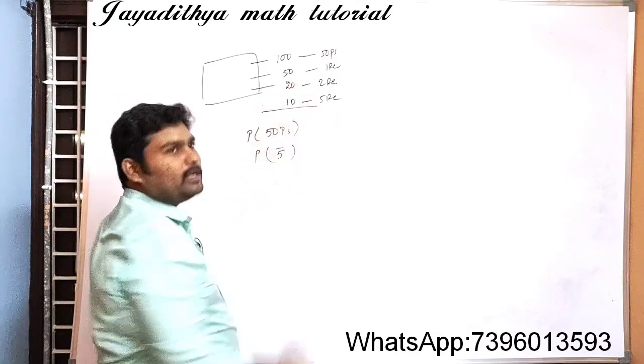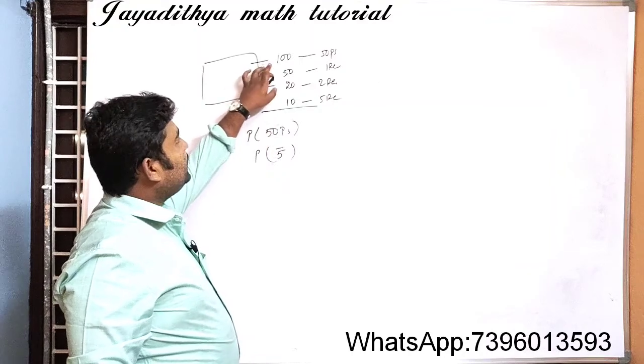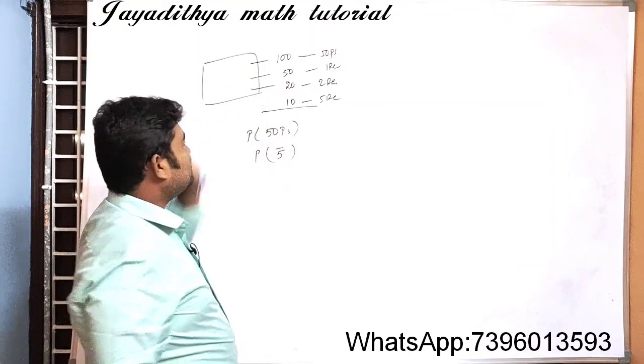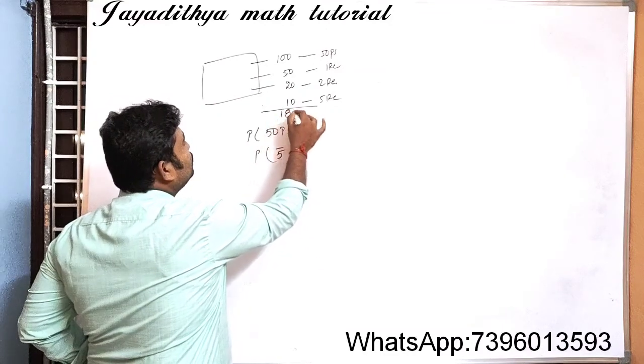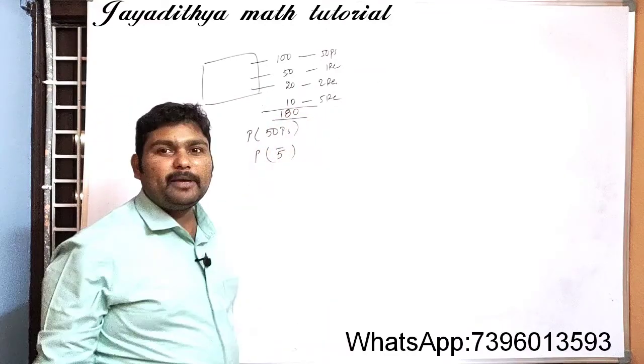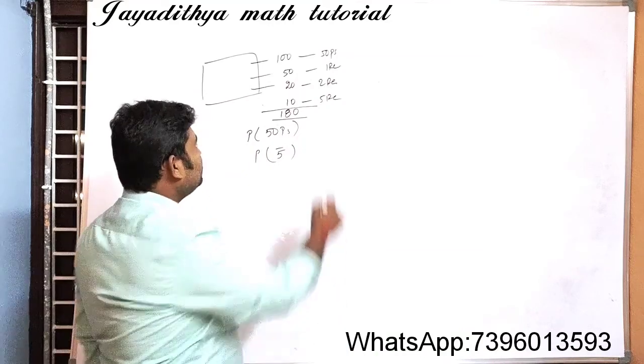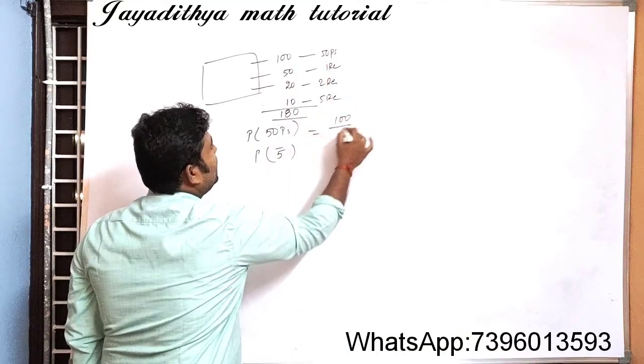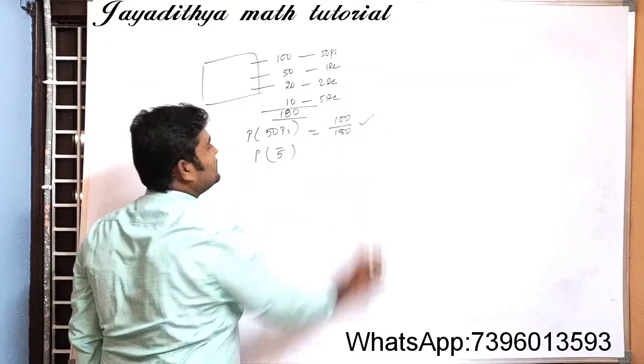So first of all you need to count everything now. So 100 coins plus 50, 150 plus 20, 170 plus 10. Total how many coins we have? Total we have 180 coins. That will be our total possible outcomes. So 50 pice coins are how many, Nana? 100 by 180 is the answer here.